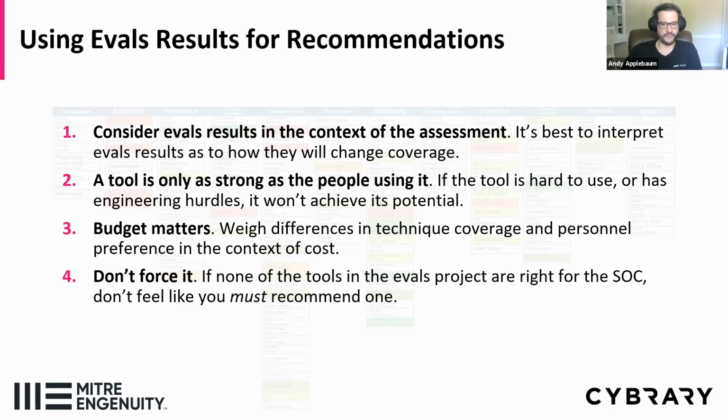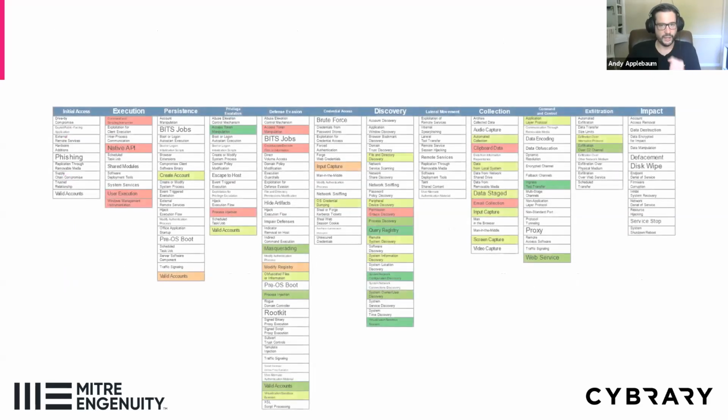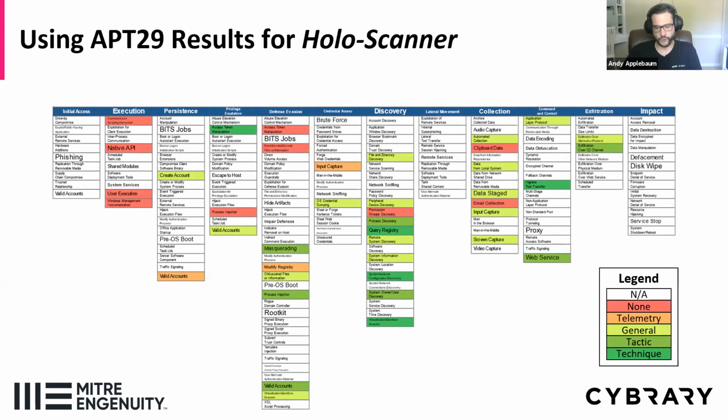And lastly, don't feel like you have to force it. If none of the tools in the evals project are perfect or right for the SOC, you don't need to recommend one of them. It's not saying we have to do this. It's more that this could help you as you're coming up with recommendations and finding tools that would be good to recommend for the SOC you're working with. So diving back into NewPath, we know we want to recommend a tool for them.